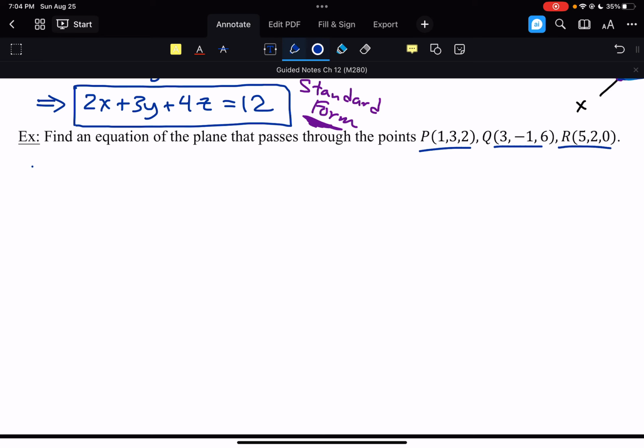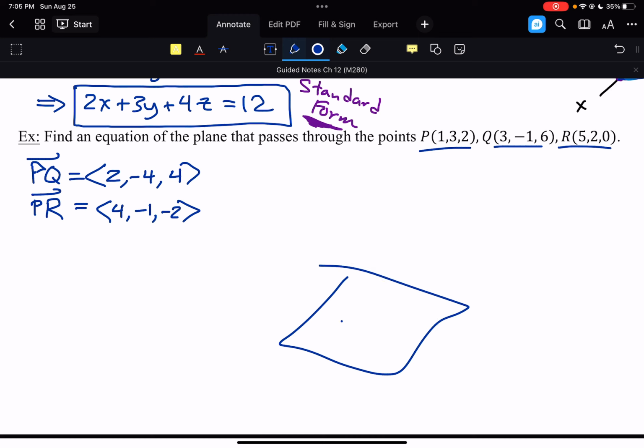There's a few different choices. I'm just going to go in alphabetical order here. So PQ, again, terminal minus initial. So we get 3 minus 1 is 2. Negative 1 minus 3 is negative 4. 6 minus 2 is 4. And then PR. So we go 5 minus 1 is 4. 2 minus 3 is negative 1. 0 minus 2 is negative 2. You could have picked QR. It doesn't matter. So these vectors lie in a plane.